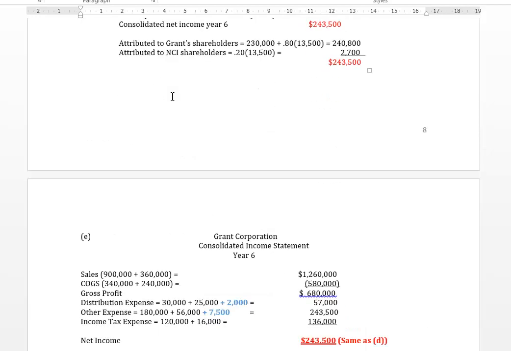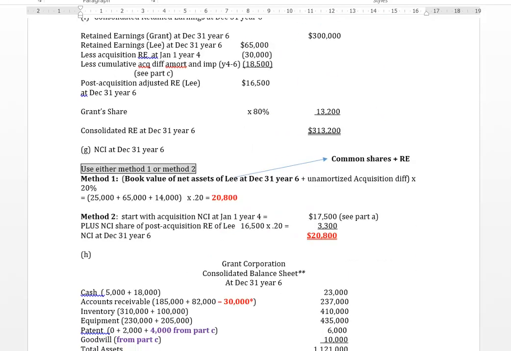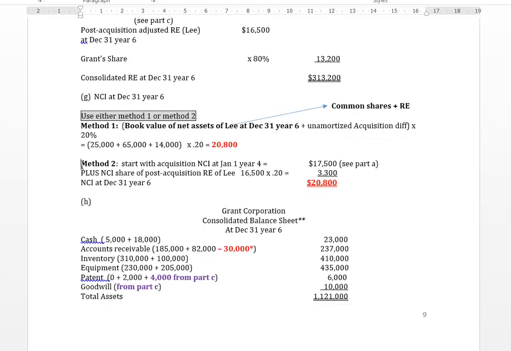So now when we go through this, we're going to take this amount in brackets multiplied by 20%. We're going to get 20,800 for our NCI in the consolidated balance sheet at the end of year 6. We could now also do it a different way.